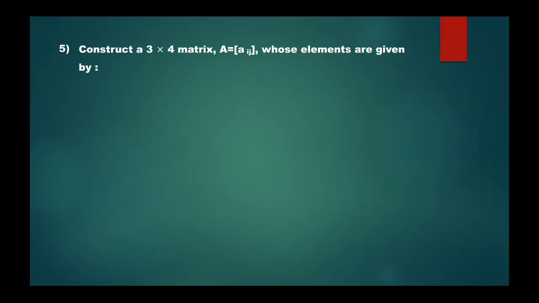Construct a 3 by 4 matrix A is equal to [Aij] whose elements are given by Aij is equal to half mod of minus 3i plus j, and the second one is 2i minus j. Make sure you substitute the i and j values. This is a 3 cross 4 matrix, that is 3 rows, 4 columns. Let's do the first one.